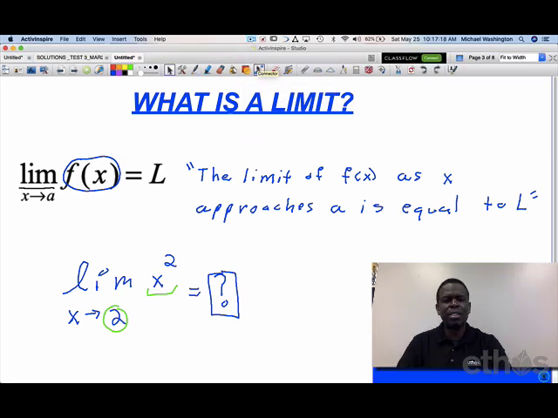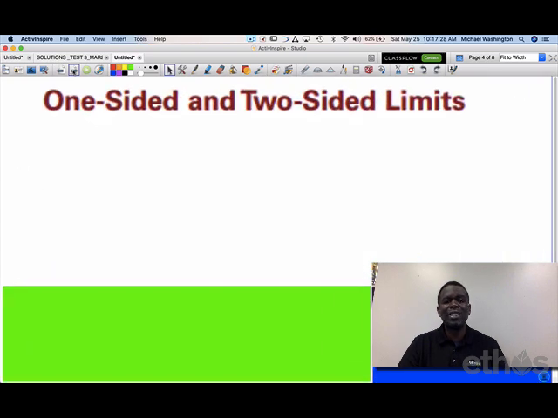When we talk about limits, there are two different ways we can express a limit. There's something that's called a one-sided limit, and then there is something that's called a two-sided limit. Up to this point, we've been discussing two-sided limits. So the statement we just had on the previous slide, we had the limit of x squared as x approaches 2 is equal to some value. This is actually what we call a two-sided limit.